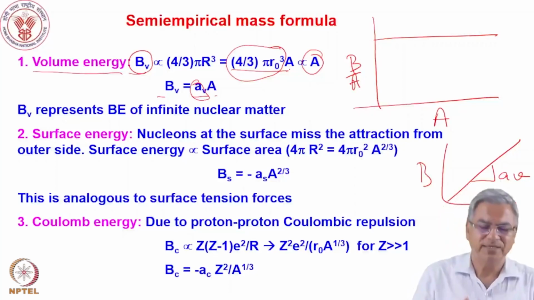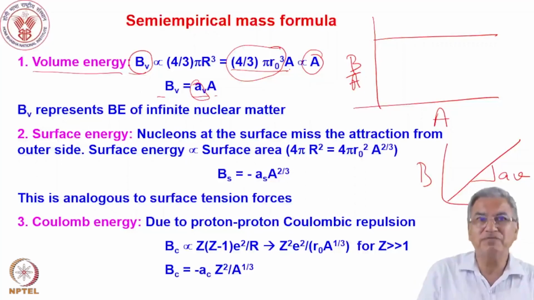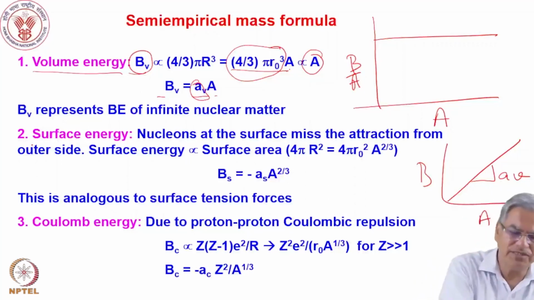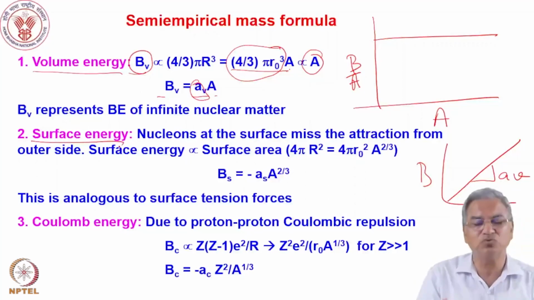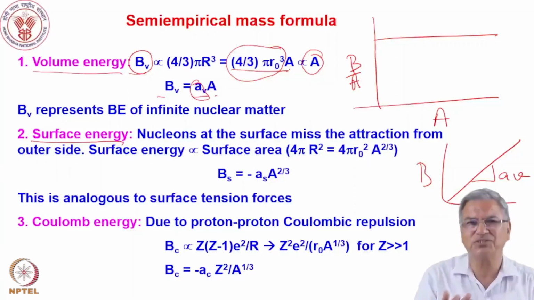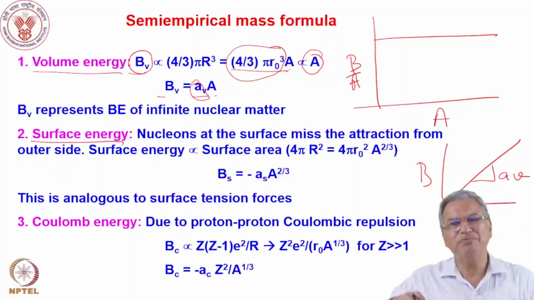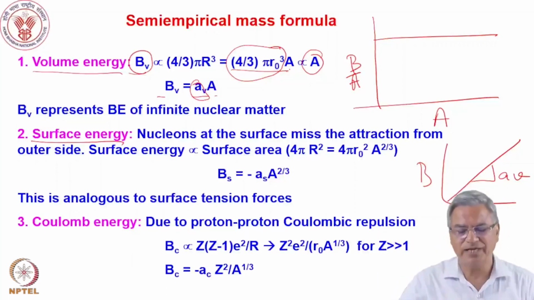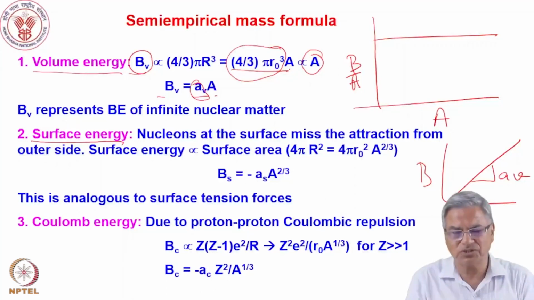That is where, if it is not infinite, then it has got a surface. So the surface energy term, in fact, is like a correction to the volume energy term. Those nucleons which are at the surface of the nucleus do not have neighbors on the outside. So they are pulled in by the nucleons inside the nucleus.